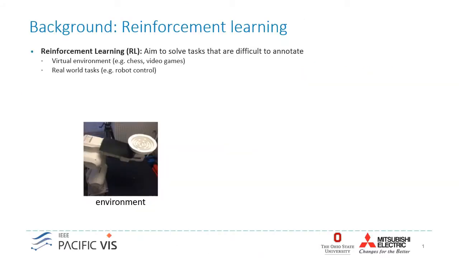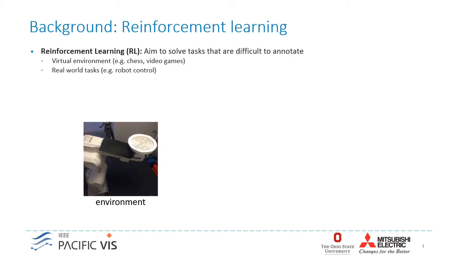In the machine learning area, reinforcement learning is an active research topic to solve problems that are difficult to annotate. While reinforcement learning is very successful in virtual environments for chess planning and video games, researchers wish that it can be applied to solve real-world tasks like robot control. The figure below gives an overview of the basic idea to apply reinforcement learning for robot control.